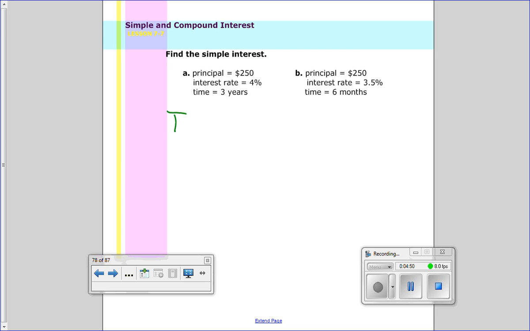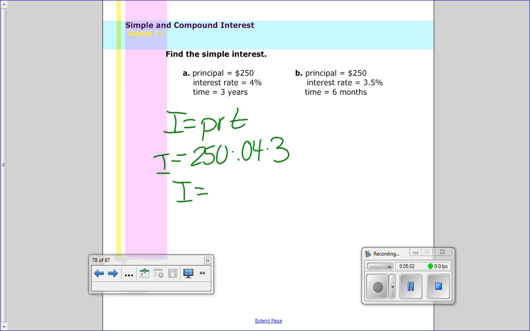So again, if I were to do this, interest is equal to principal times rate times time. And I'm going to go through this pretty quickly. Since you already did the work, you multiply those all out and you find that the interest, so 250 times 4 hundredths times 3 is $30. And here you didn't actually have to find the balance because they just wanted to know what the interest was. So this A, you should have had $30.